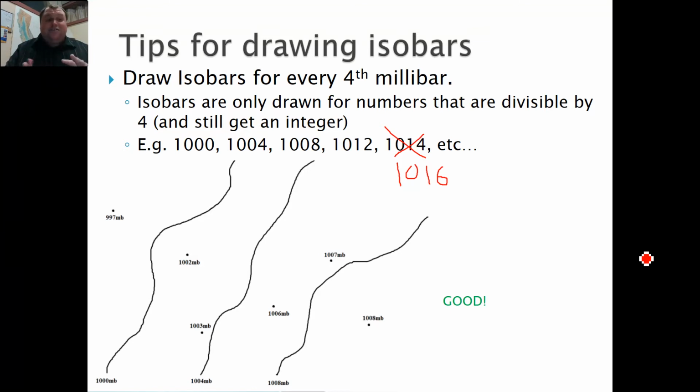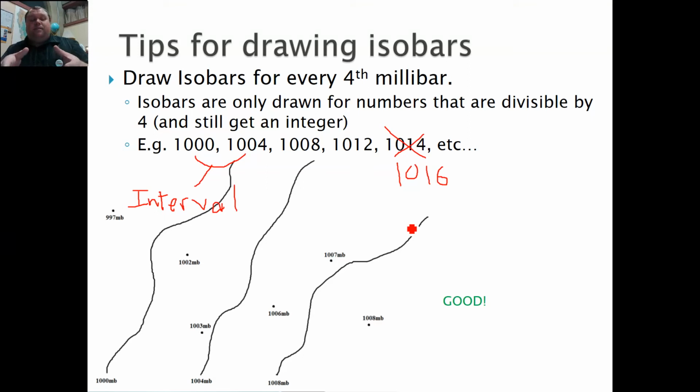Now, the space between 1000 and 1004, this difference between the two, is what we call an interval. This is called an interval, spelled I-N-T-E-R-V-A-L. And that's just the difference, the space between the two. And the interval here is 4. The difference between 1004 and 1000 is 4. So the interval is 4. And so the interval with which we draw these isobars is 4.